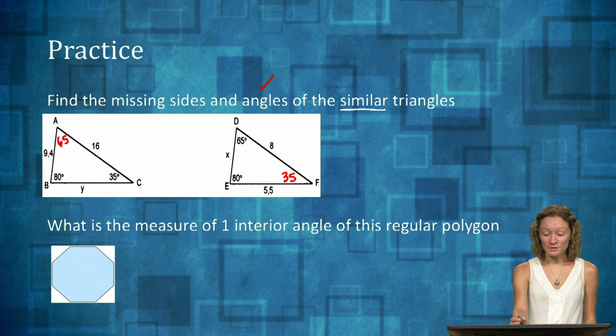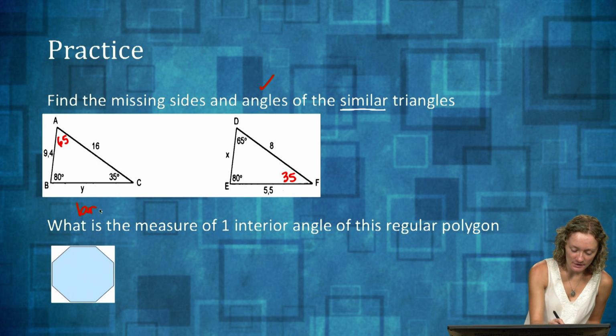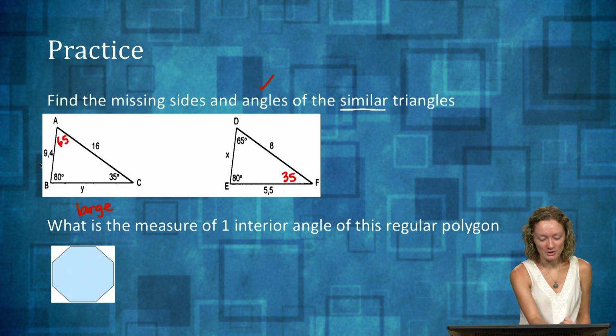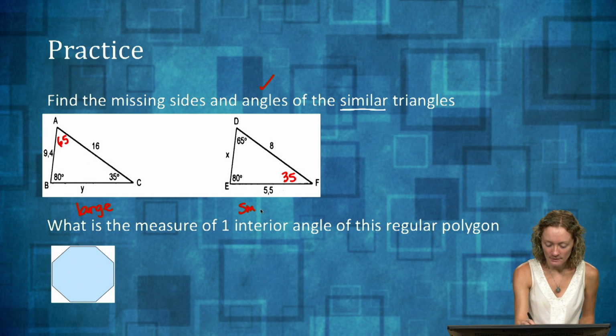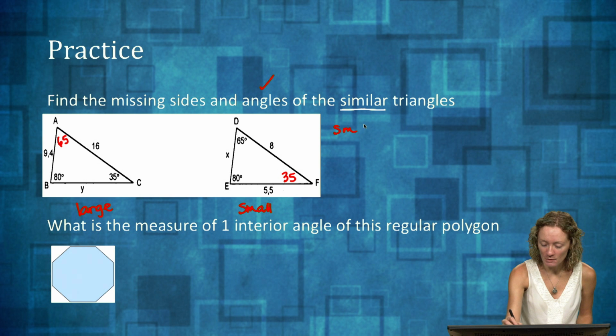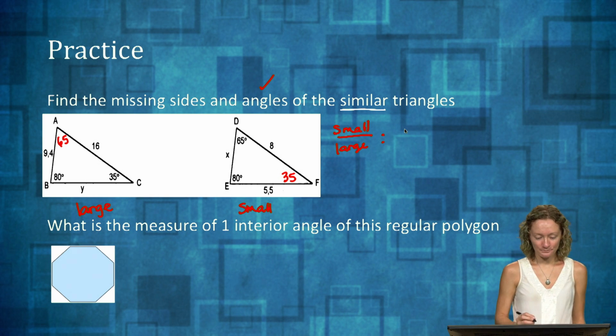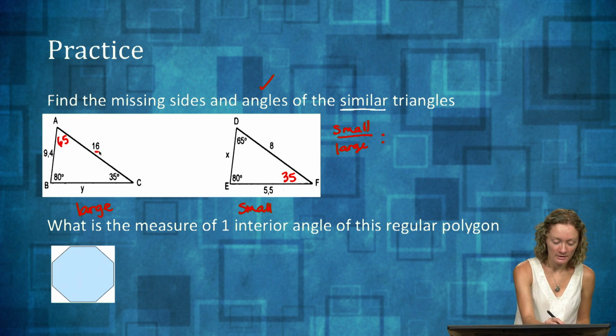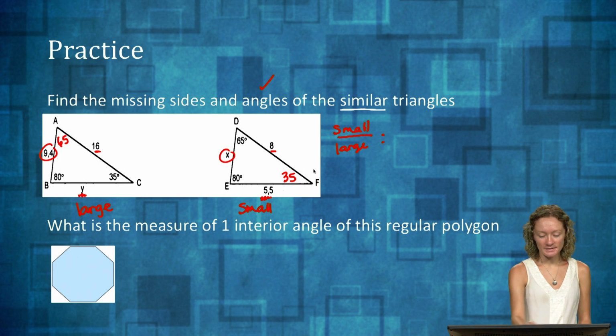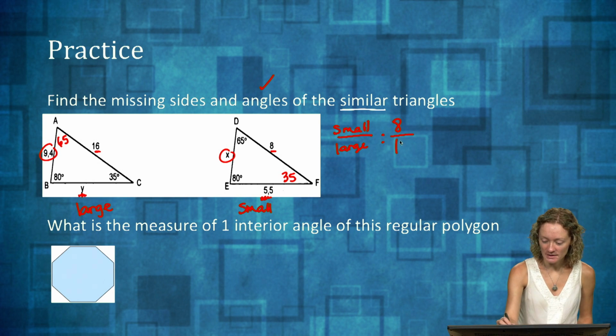So the only thing we can do, since we know they're similar, is use those proportions. Now, you just have to pick which one you want to be on top, which one you want to be on bottom. This is the larger of the two triangles because these measures are bigger than these measures. So I'm going to compare small to large. You can go large to small, it doesn't matter. Because these two match up, these match up, and these match up, the only known proportion is 8 and 16, so we have to use that. The small has 8, and the large has 16.